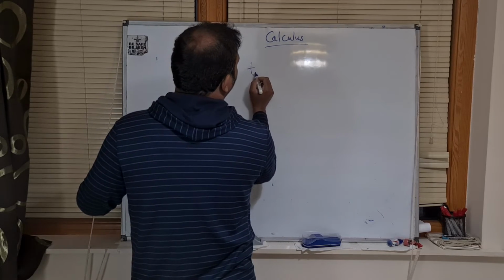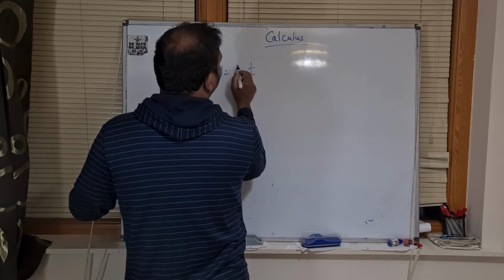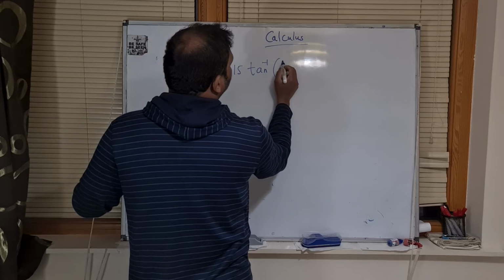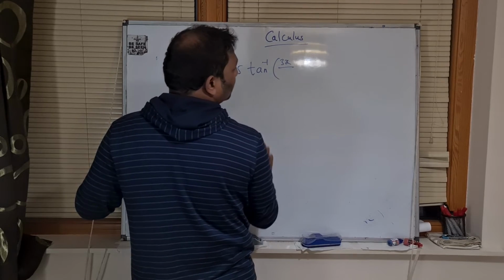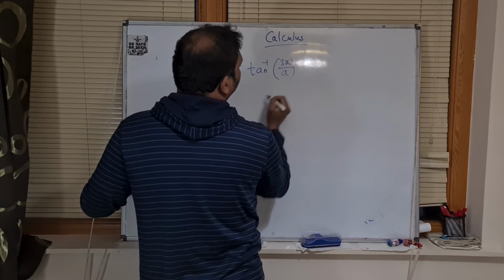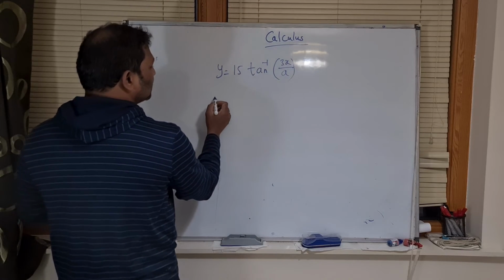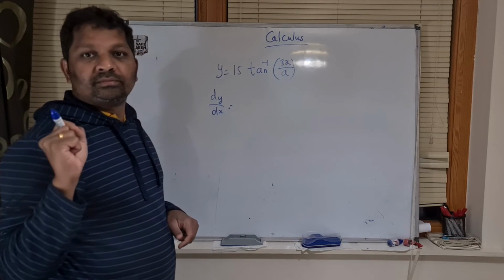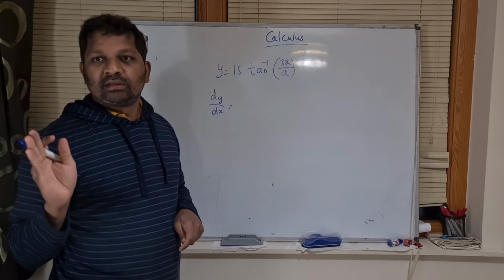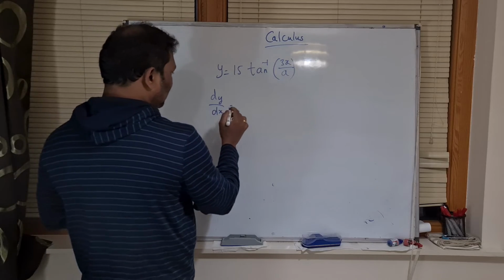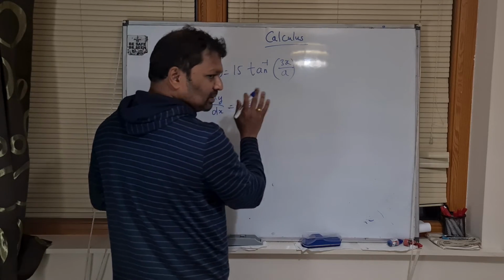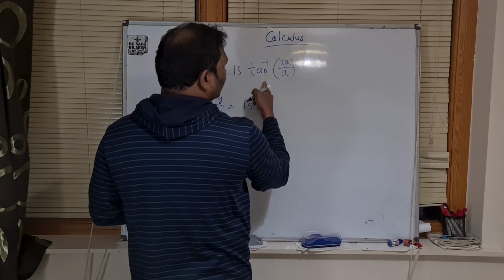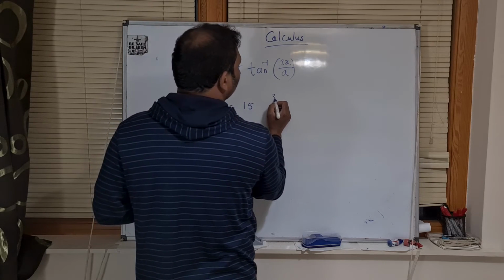Say, for example, y is equal to 15 tan inverse 3x by a. What is dy by dx? Keep 15 aside, don't touch it. Just focus on tan inverse. The formula is a by a squared plus x squared. What is a here?